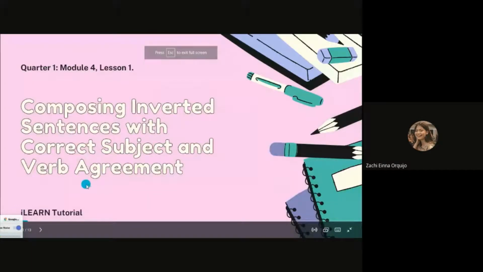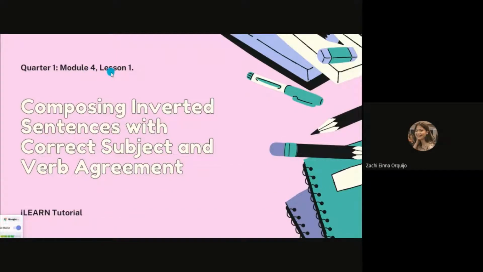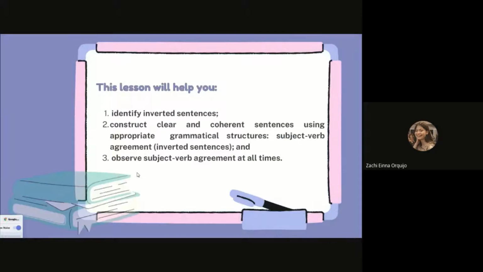So we're down to module 4, which we will be having our first lesson for this module. So ang lesson natin today is composing inverted sentences with correct subject and verb agreement. So the things that this lesson will help you to identify inverted sentences. Ano nga ba pag sinabi nating inverted sentences?